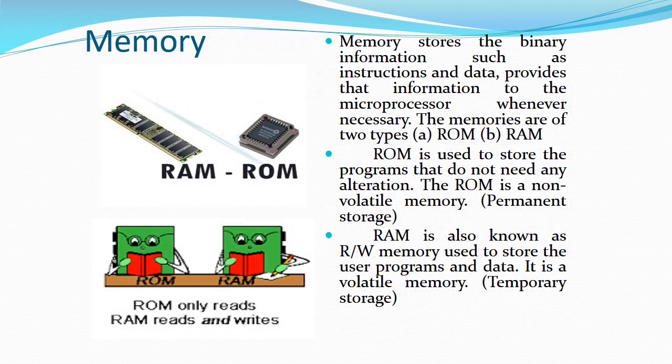The next important block in the computer, as shown in the diagram, is memory. There are two types of memories called RAM and ROM. RAM stands for random access memory. This memory has read and write capability. During the execution of the program, the data is read from and written to this memory. This is a volatile memory, meaning that if the power goes off, the contents of the memory are lost.